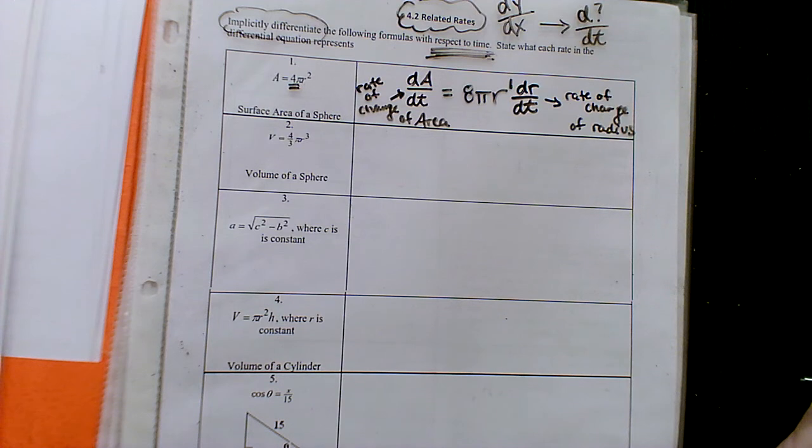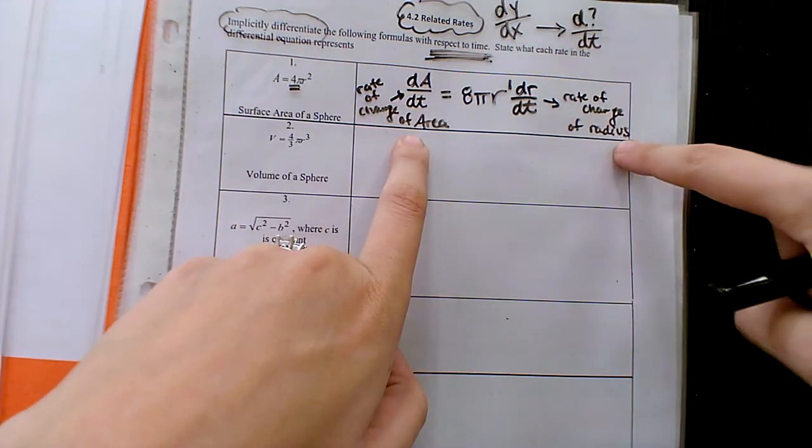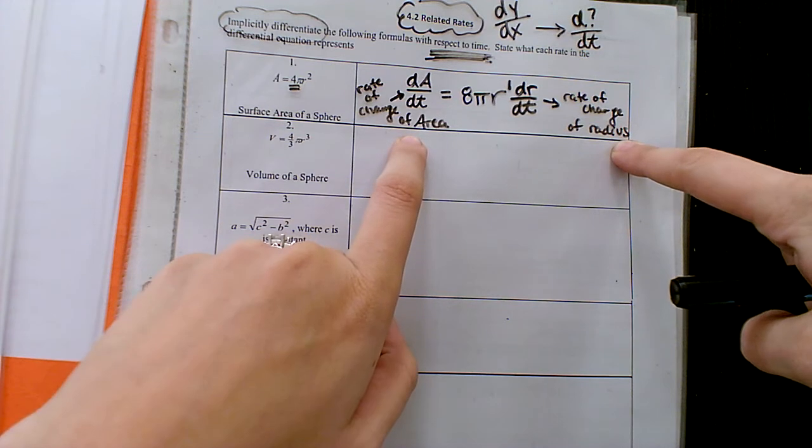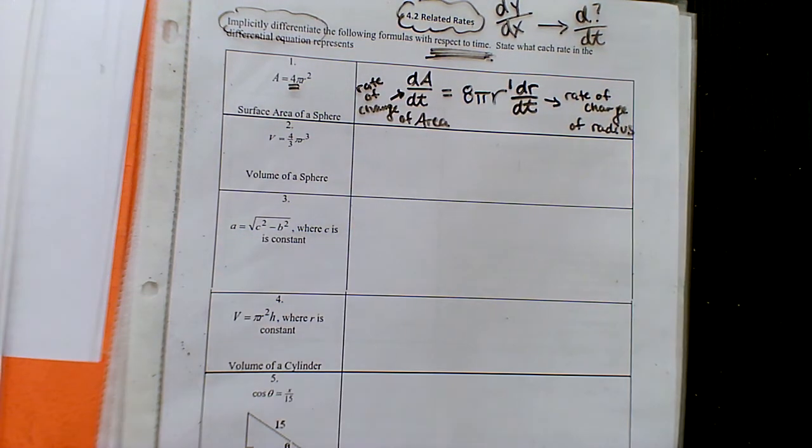Maybe a good example for us to think of is a balloon. If you are blowing up a balloon, clearly the surface area is changing and the radius is changing because the balloon's getting bigger, but the rate at which the area changes is perhaps different than the rate at which the radius changes. So we have these two different rates in this scenario that we're going to take note of.